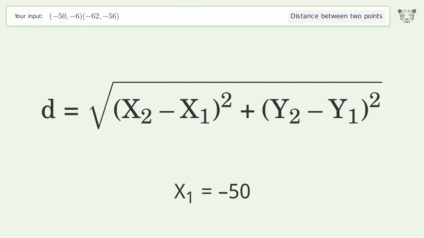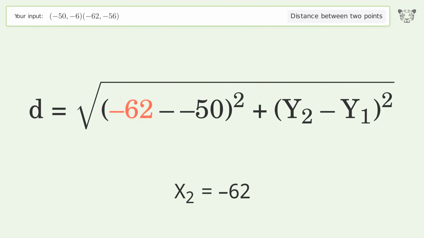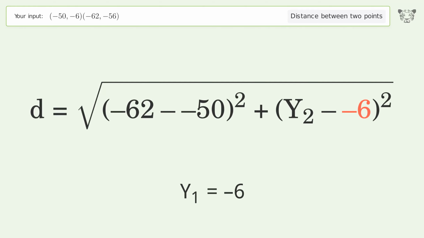x1 equals -50. x2 equals -62. y1 equals -6. y2 equals -56.